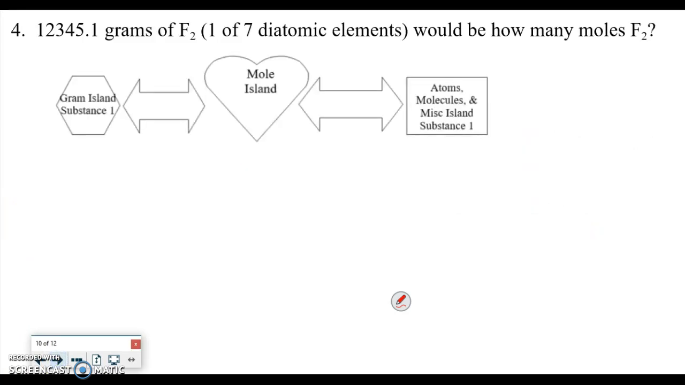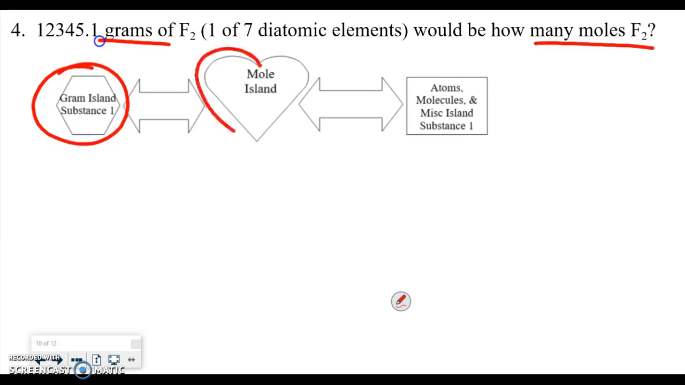So number 4 is the first problem that we have to do. We need to see where we are and where we need to go. In this problem it says we have grams of F2, so we're starting off here, and it says how many moles, so we need to go right here. So we have to cross 1 bridge, and that's 1 multiplication sign, and this is a grams per mole bridge, which means we need to get a mass off the periodic table.